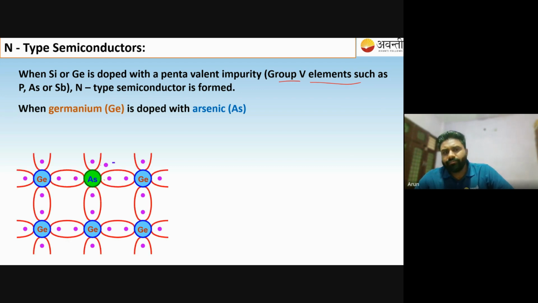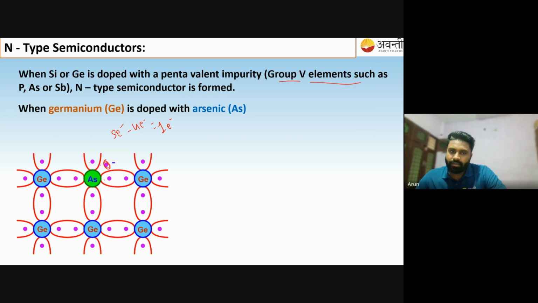All these electrons will bond together, the four of arsenic with the four of germanium. So four electrons of arsenic will form covalent bonds with the germanium atoms. No problem in that. But arsenic has 5 electrons. Four have been bonded. So how many electrons have been left? It is 1 electron. You can see here. So this electron is acting as the free electron.